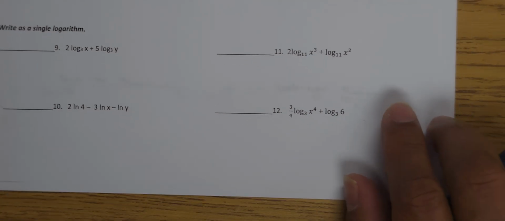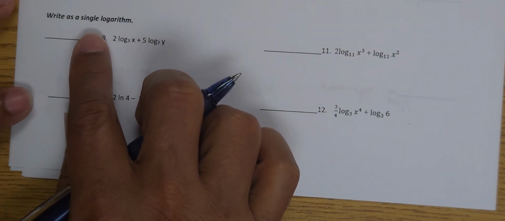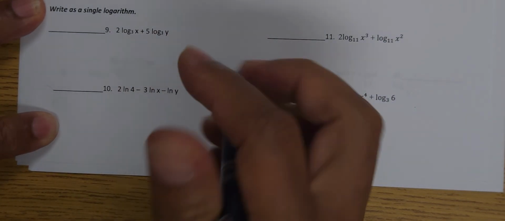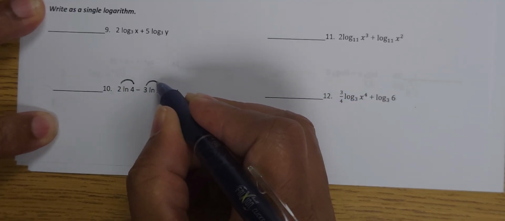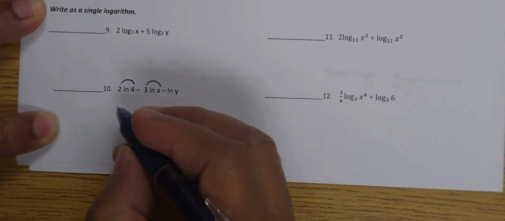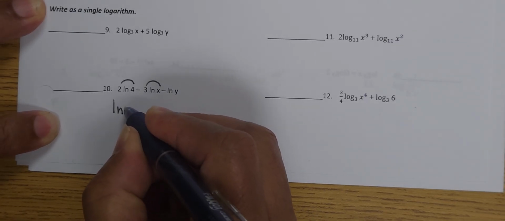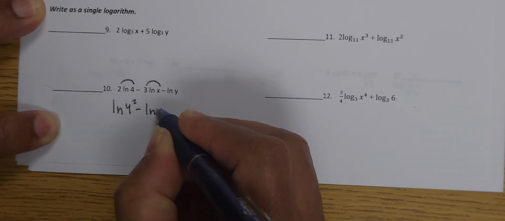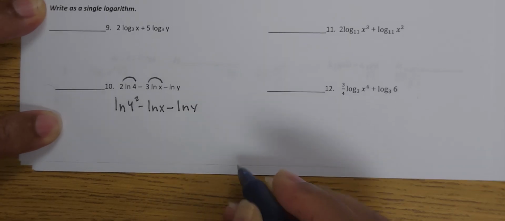Let's move on to number 10. So for number 10, we need to write this as a single log. There's a minus in between. There's a power here. Okay, so that power applies to the 4. And then this power applies to the x. So then let me just write this in 2 steps. So then we have natural log of 4 squared minus natural log of x minus natural log of y.